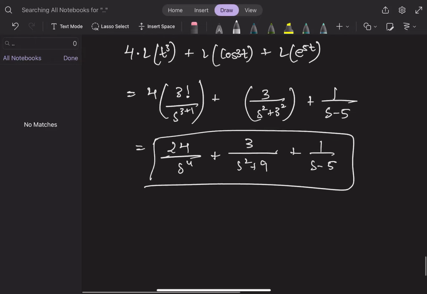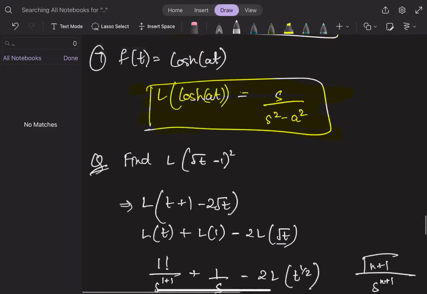So guys, there are a lot more examples in my notes. You can go through them. Next we will be doing Laplace of broken functions. So for now, just try to remember the formulas of the 7 functions that we have written, and we will continue in the next video.